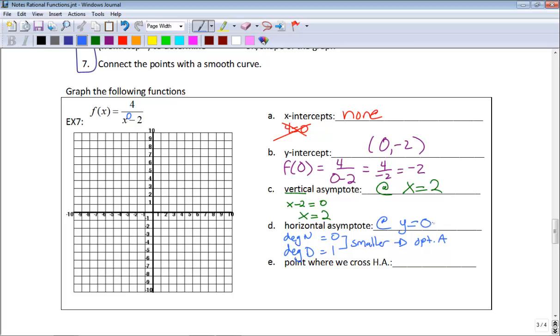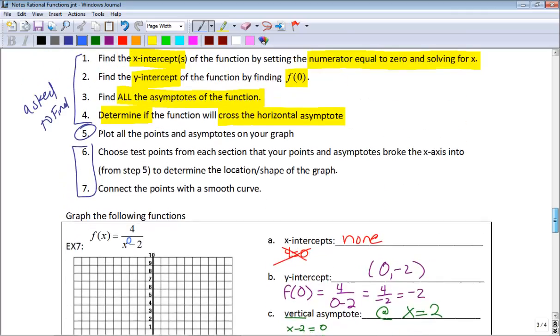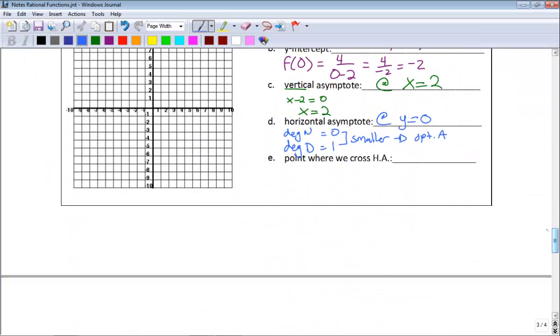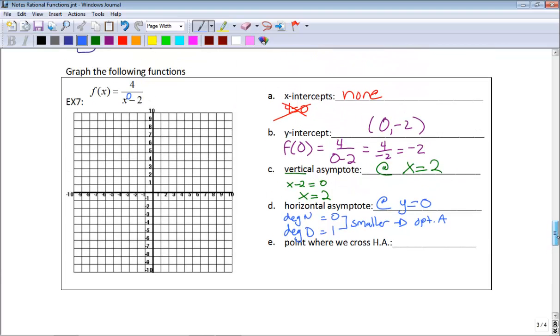Finally, we need to figure out, do we cross the horizontal asymptote? Well, how do we do that? Now, that's the new stuff, the stuff that I said we were going to get to. What I said is you're going to set the reduced function equal to the horizontal asymptote and solve for x. I couldn't reduce this function, so it's just going to be 4 over x minus 2 equal to the horizontal asymptote. What's the horizontal asymptote? It's 0. So I'm going to set 4 over x minus 2 equal to 0 and solve for x.